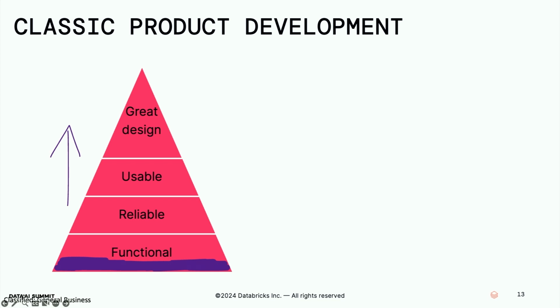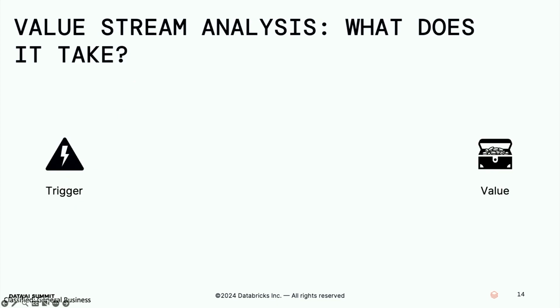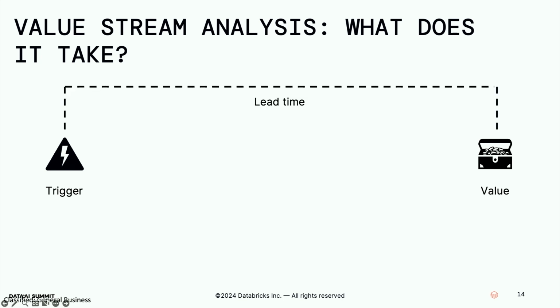So what you do instead to be able to develop this minimum viable product that I've been talking about is a value stream analysis. You figure out what it actually takes to get from a trigger, from a problem, to some value for your users. And this whole time that you spend from a trigger to a solution that gives value, that's your lead time. So in this build, measure, learn cycle, you want to reduce lead time for any features that you develop.